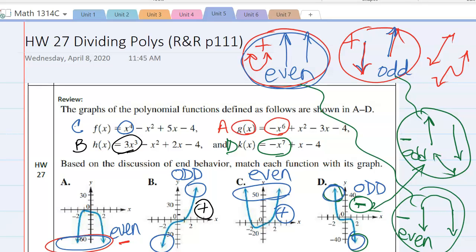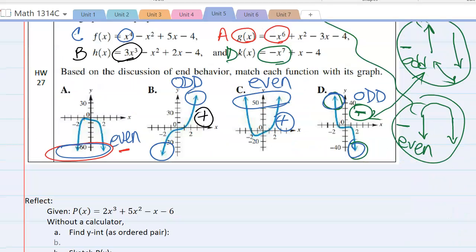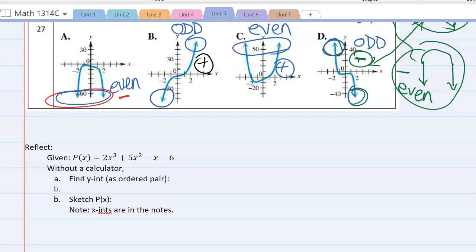Now let's turn our attention to the reflect for the page. After the lecture videos, you will be able to determine the x-intercepts of a polynomial that will be used along with the end behaviors to graph the polynomial p of x is equal to 2x cubed plus 5x squared minus x minus 6. For the time being, you can determine the y-intercept of p of x by finding the value of p of 0. This will give you the y-intercept of (0, negative 6).